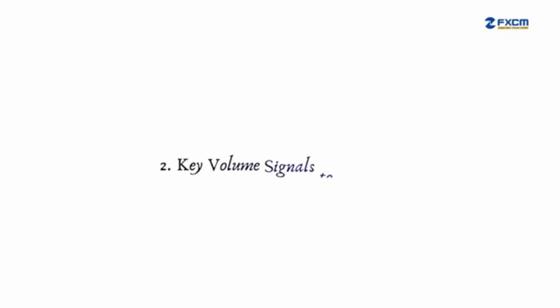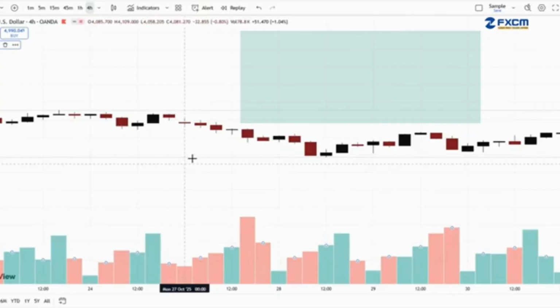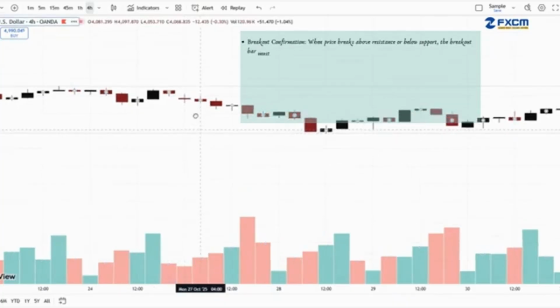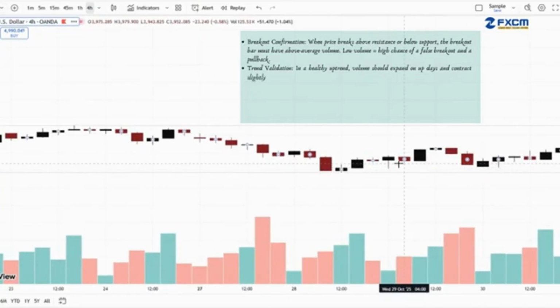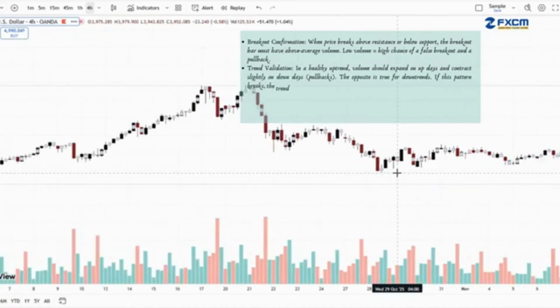2. Key volume signals to watch for. Breakout confirmation. When price breaks above resistance or below support, the breakout bar must have above average volume. Low volume equals high chance of a false breakout and a pullback.